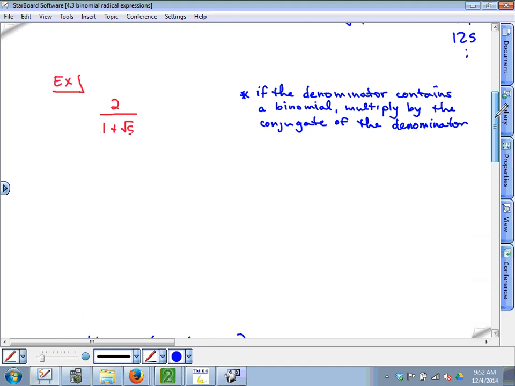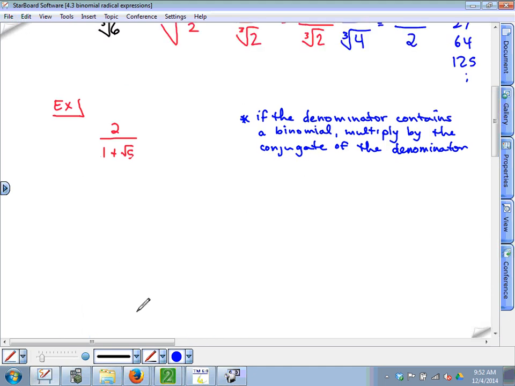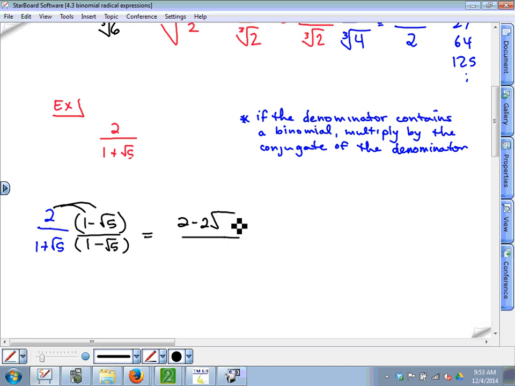So let's give this problem a try. So we have 2 divided by 1 plus the square root of 5. And then we got to multiply it by the conjugate of the denominator. So the denominator has a conjugate, and it is 1 minus the square root of 5. But that also has to be done to the numerator as well. You've got to multiply the same thing on the top and bottom. So in the numerator, just distribute the 2, and you get 2 minus 2 root 5.